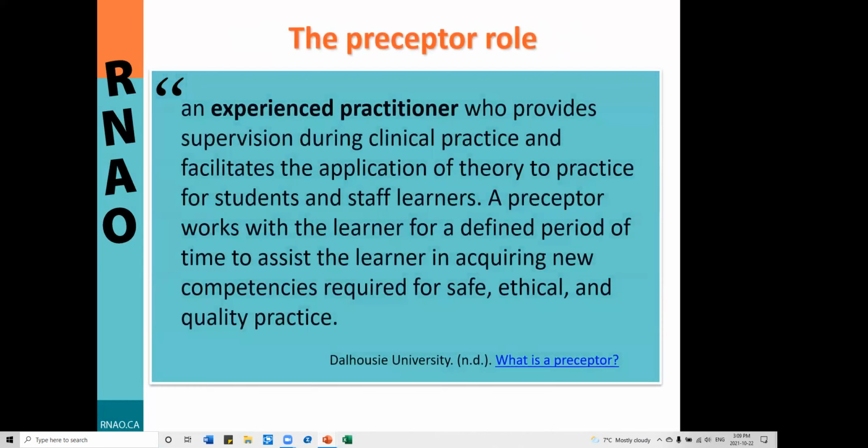The role of the preceptor is to facilitate learning for students or new staff. This is a critically important role to not only support students to learn new skills and knowledge, but also to become socialized to the profession of nursing. The experience new nurses have during their clinical experiences often shape their impressions of the nursing profession and whether they will come back to a clinical setting in the future.